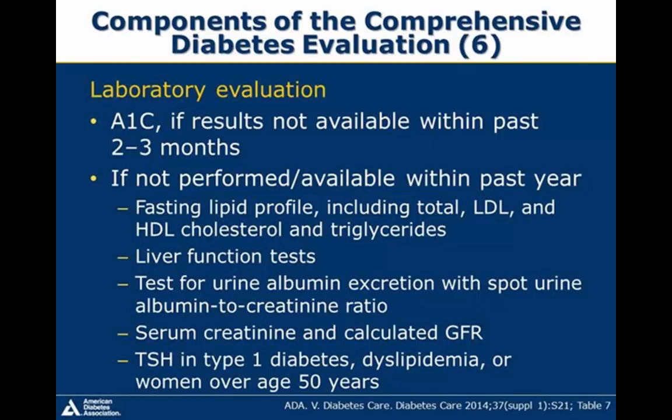How is the fasting lipid profile? Liver function test. As well, you could do an albumin creatinine ratio by either spot urine or 24-hour collection to screen for nephropathies and microalbuminuria. That is one of the leading complications of diabetes. BUN and creatinine. How's the GFR? Is the patient already in the category of being classified as renal failure?